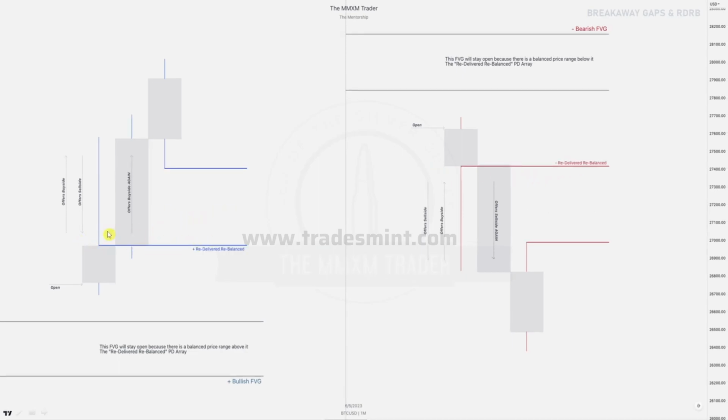You can draw out lines in this balanced price range, this BPR for short. And then this looks like a fair value gap, but we know this is a BPR and it is highly likely price can reject from this area. Same with the sell side. Take a line from the closing price of this candle and then the wick of the last candle, and then you've got this redelivered rebalanced PD array.